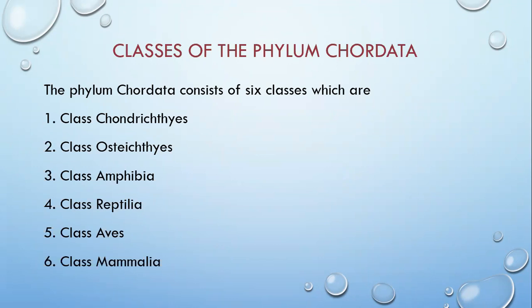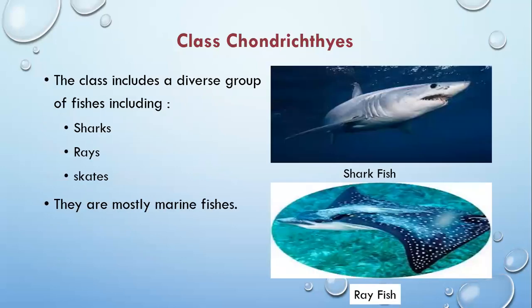Phylum Chordata consists of 6 classes, which are as follows. The first one is the class CHONDRICHTHYES, the second is the class OSTEICHTHYES, the third is class AMPHIBIA, the fourth is class REPTILIA, the fifth is class AVES, and the last is the class MAMMALIA. So basically, these are the main 6 classes in Phylum Chordata. We'll discuss each of them briefly, starting with the class CHONDRICHTHYES.